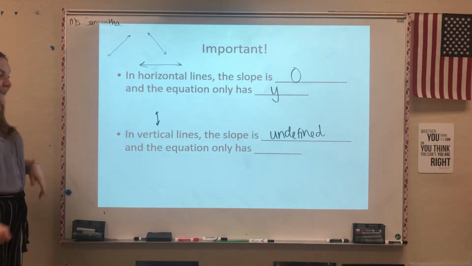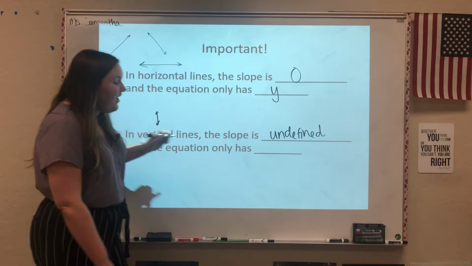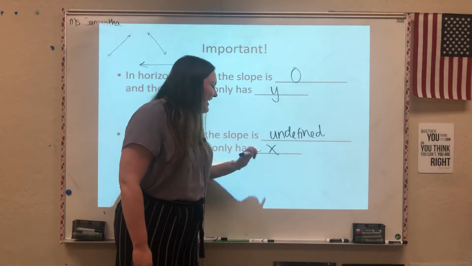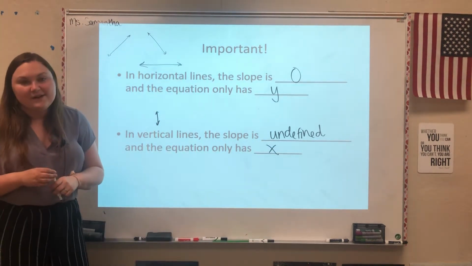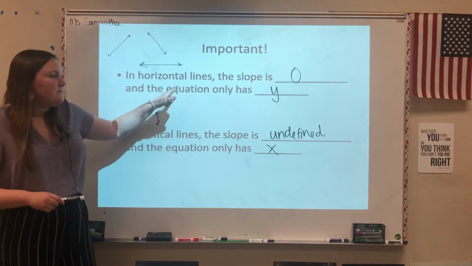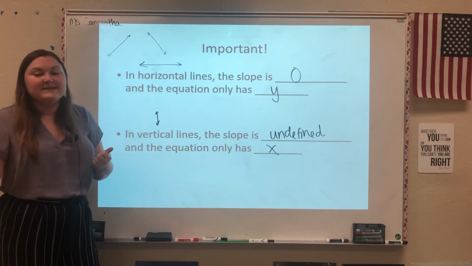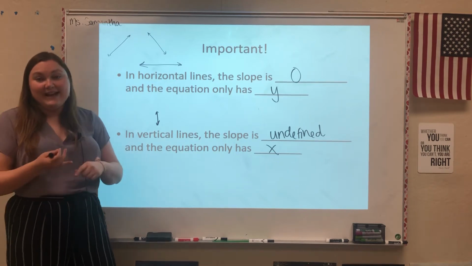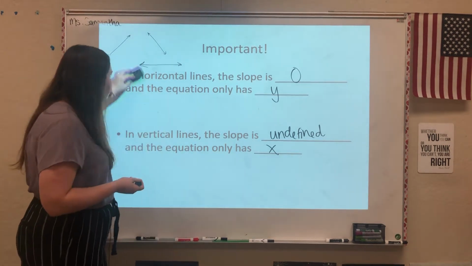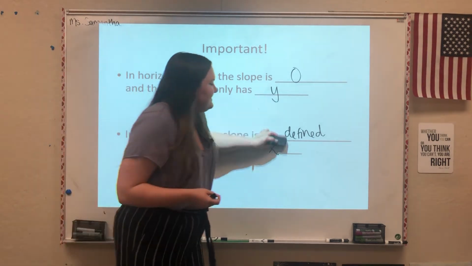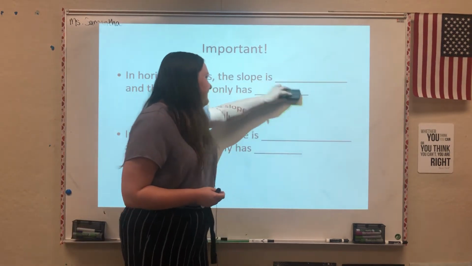Now for our vertical lines, the equation is also going to look different because it is only going to have the variable x in the equation. So these are going to be things that let you know it's going to be a vertical or horizontal line because all of our equations up to this point have had x and y in them. I'm going to erase this and we'll go ahead and start looking at some examples.